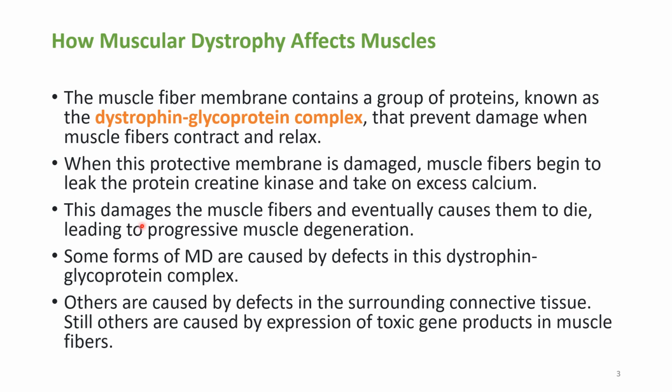Muscle fibers begin to leak the protein creatine kinase, CK, and take on excess calcium. This damages the muscle fibers and eventually causes them to die, leading to progressive muscle degeneration. Some forms of muscular dystrophy are caused by defects in this dystrophin glycoprotein complex, whereas others are caused by defects in surrounding connective tissue. Still others can be caused by expression of toxic gene products in muscle fibers.